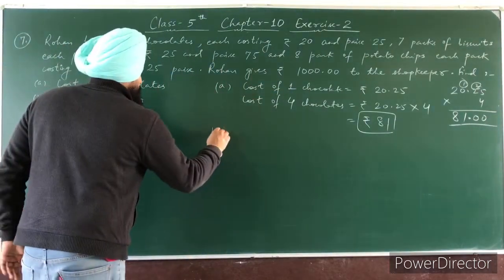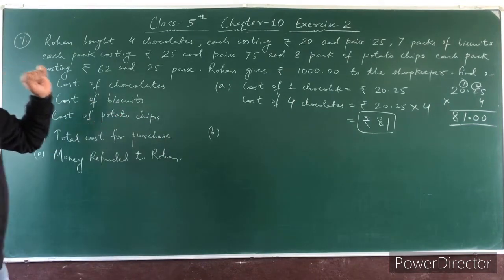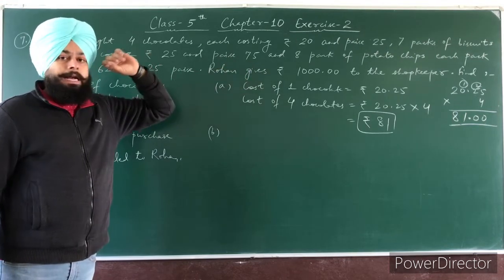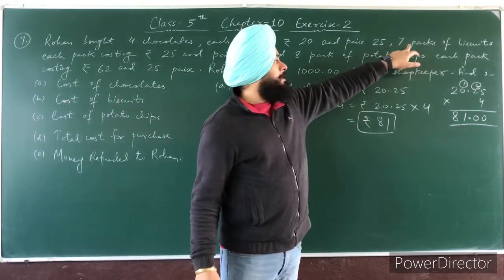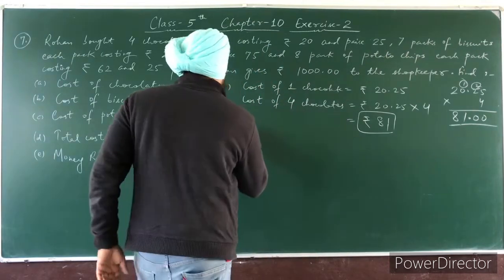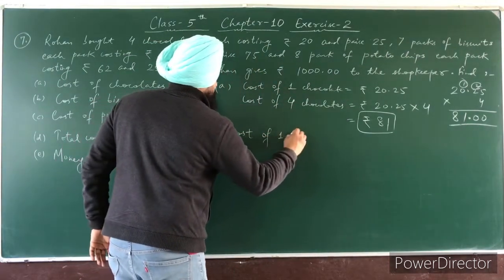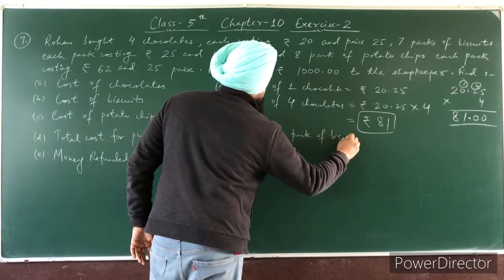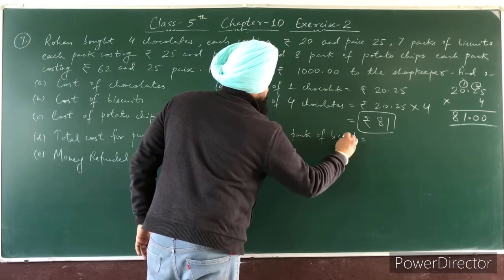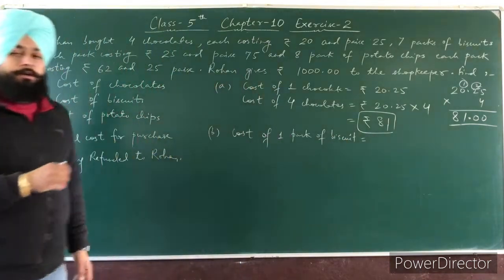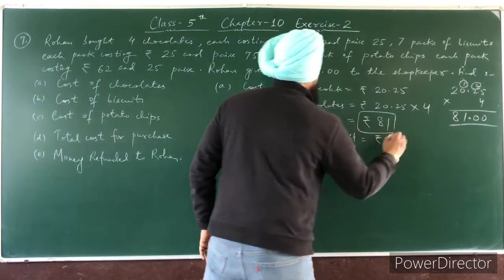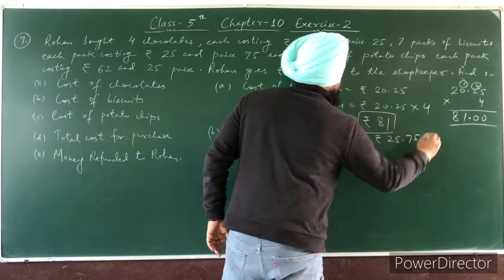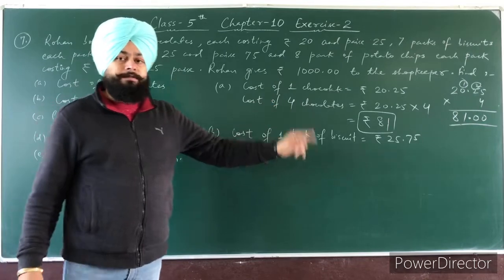Now next, in B part, we will find the cost of biscuits. So the cost of each packet is rupees how much? 25 rupees and 75 paise. And Rohan buys a total of how many packets of biscuits? 7 packs. So right here, the cost of one pack of biscuits is rupees how much? 25 rupees 75 paise. So we write here 25.75.